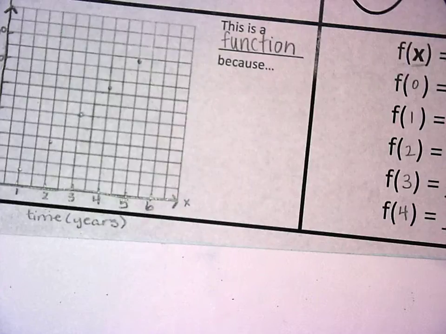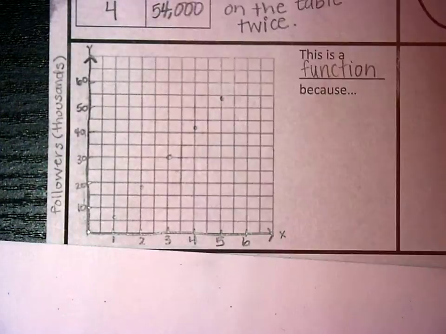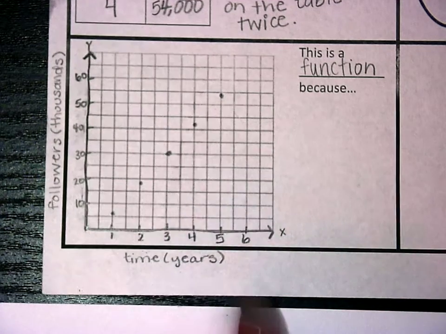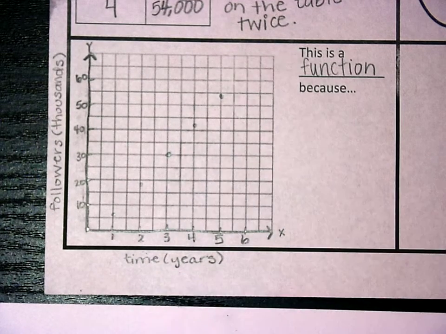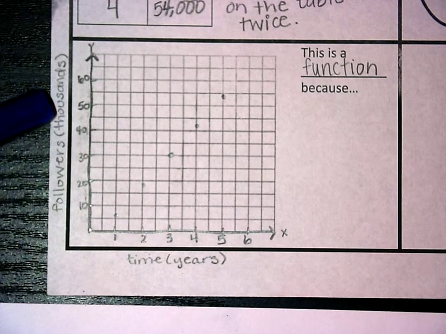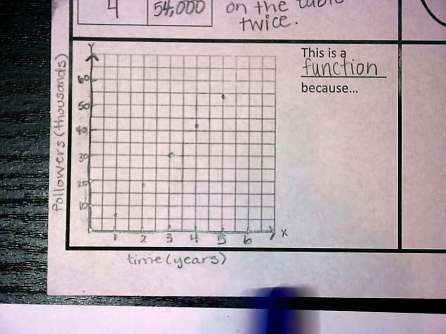My graph. So on my graph, as I stated before, my data is discrete. So I'm not connecting my points. My points will be disconnected, discrete. I have my x-axis, x represented time, so time is at the bottom. And I have my y-axis, which is my followers in thousands. Time is in years. Remember, this is years since 2000.